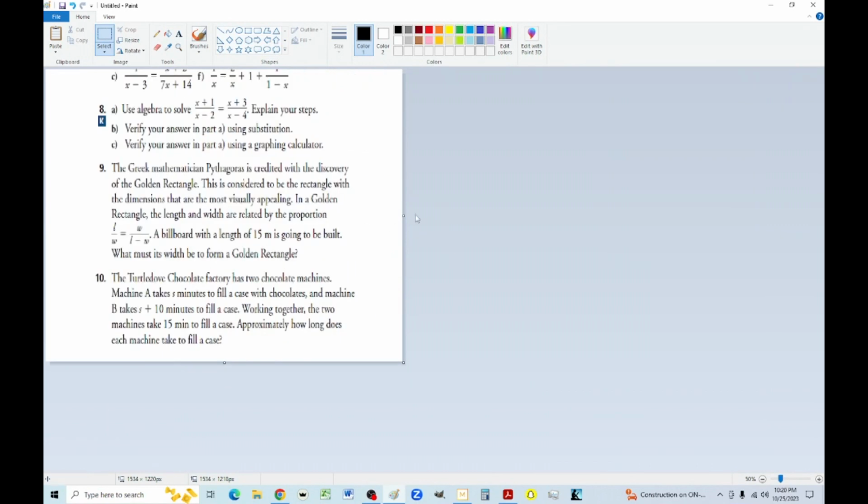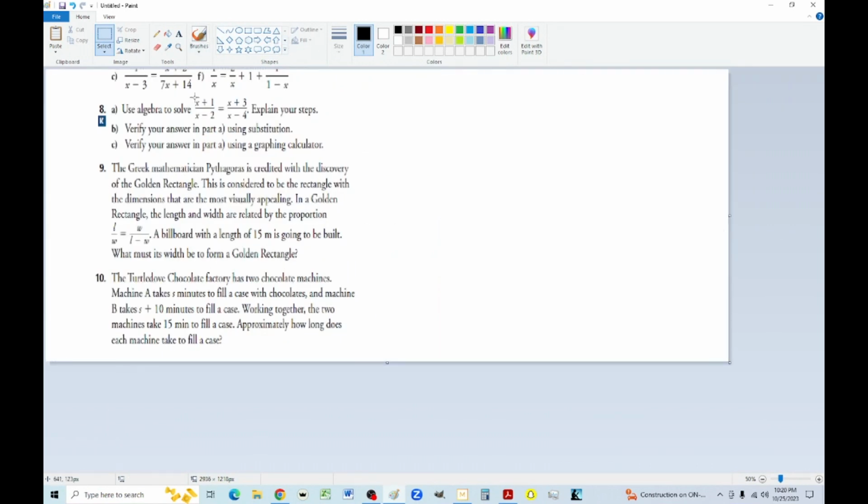And here's 8. Essentially 8 says solve this, and I'm not sure why it's written as a set. Explain your steps and verify your answers using the graphing calculator. I'll let you use the graphing calculator, but this is just a cross multiplication.